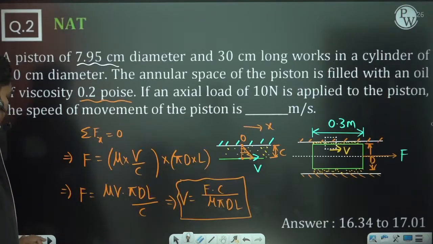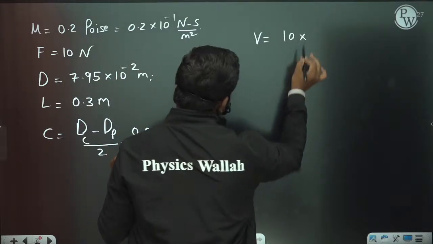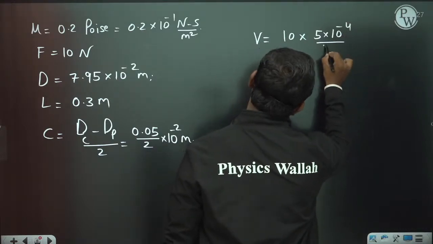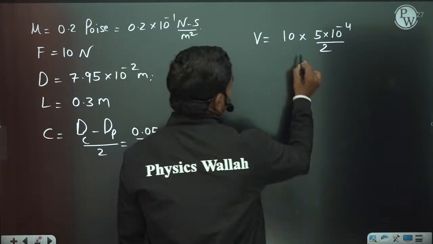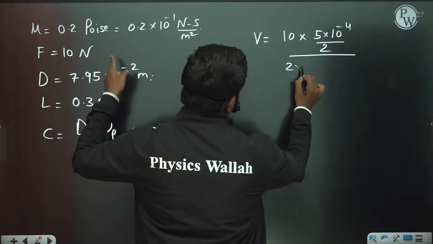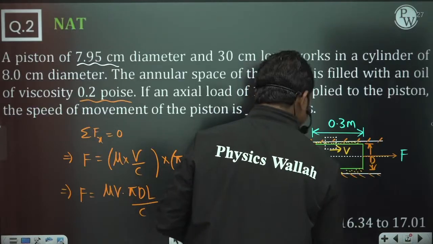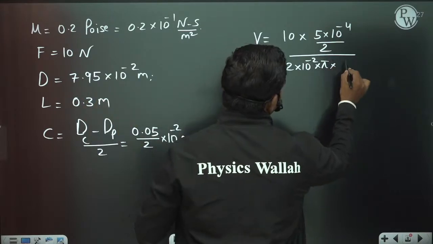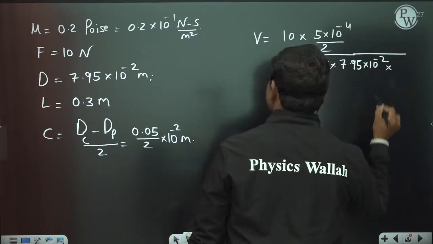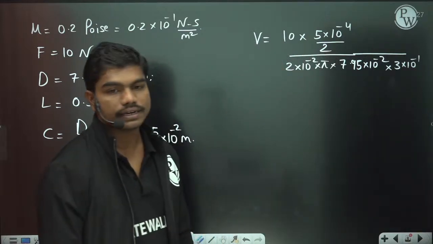Let us substitute these values and get the expression for the value of V. V is equal to F into C. C is 0.05, which means 5 into 10 to the power minus 4, totally divided by 2, divided by mu into pi into D into L. Mu is 2 into 10 to the power minus 2. D is 7.95 into 10 to the power minus 2, into L. L is how much? 0.3 meters, so 3 into 10 to the power minus 1.